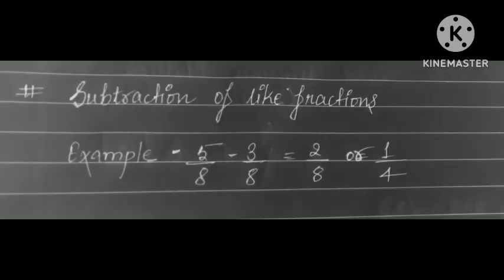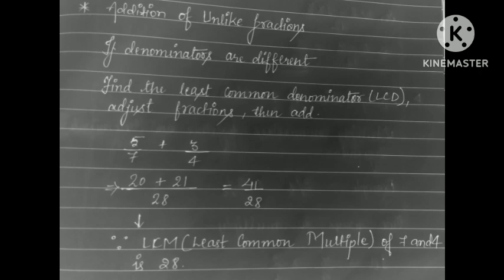Subtraction takes place in the same manner for like fractions. Adding and subtracting unlike fractions is different though. Suppose we have to add 5 by 7 and 3 by 4. Both have different denominators. Now, how do you add them? You cannot take the common out. Well, actually, you can. You cannot directly take that out, but there is a method through which you can.